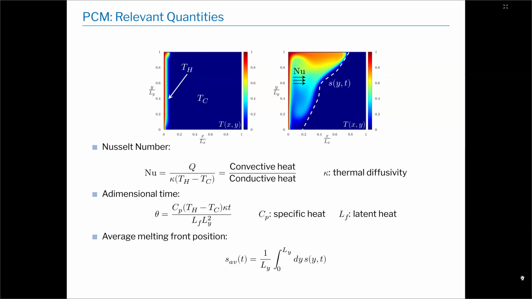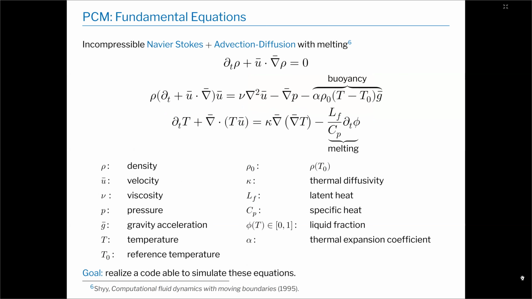Finally, another useful quantity is the average melting front position, which is simply the average over the vertical domain of the melting front, defined as the boundary between molten and solid. So we simply average it and study it in time. Going on, we have to simulate, of course, the Navier-Stokes equation coupled with an advection diffusion equation that advects the temperature according to the fluid velocity.